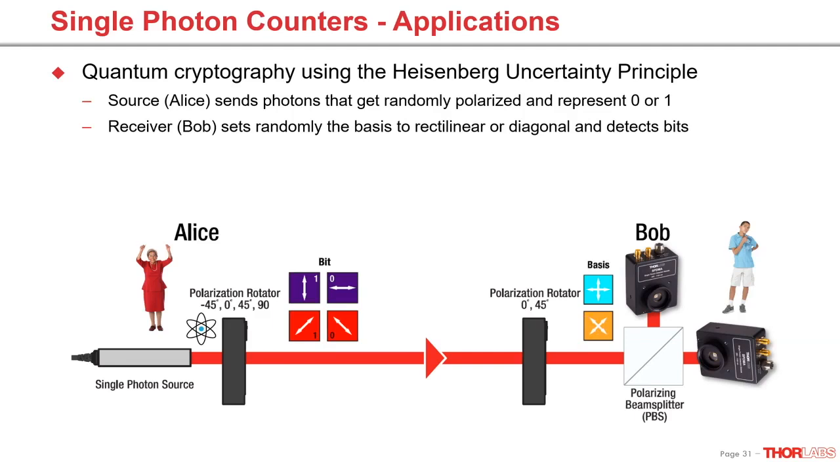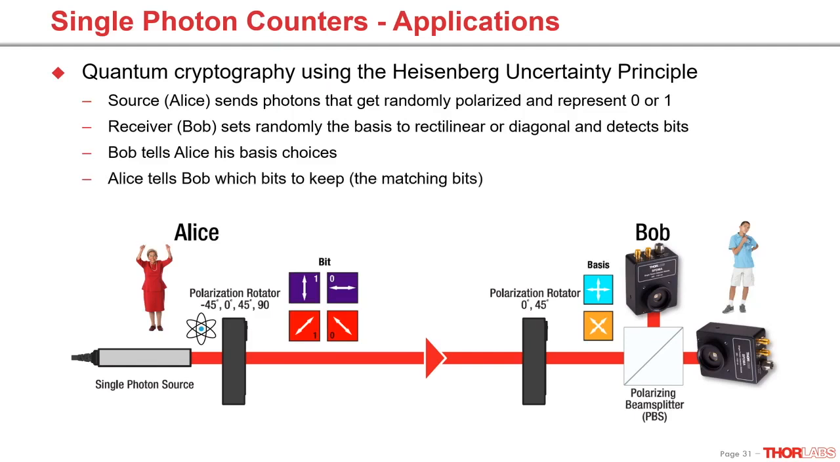After that, Bob tells Alice his basis, his choices for each bit. Alice tells Bob the matching bits to keep. And with that, a secure key gets generated by sifting the bits that were detected correctly.